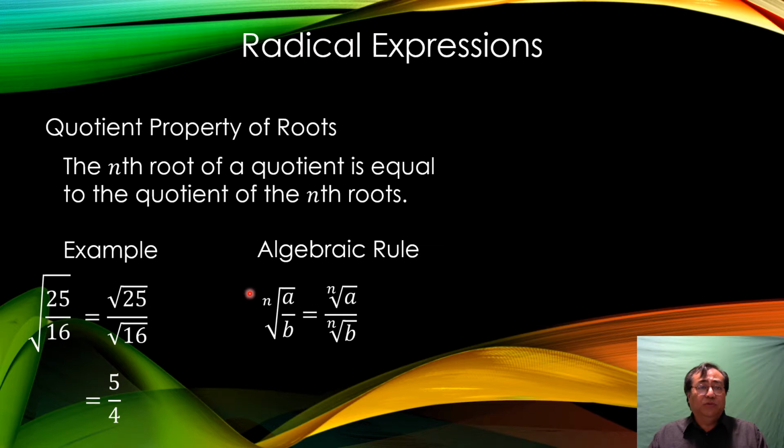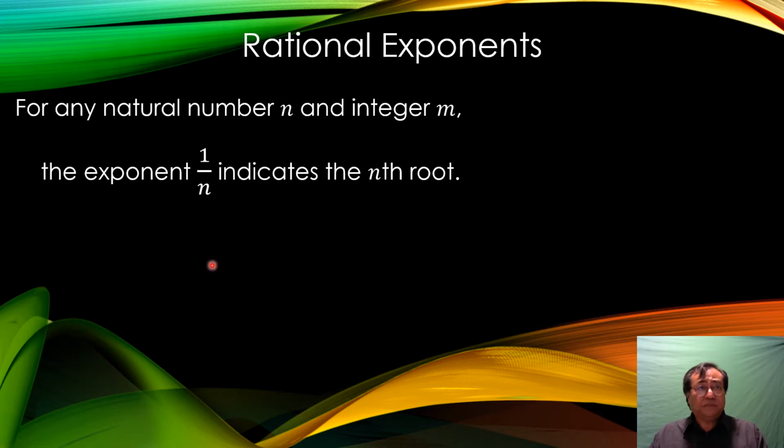Alright, so the algebraic rule basically looks like this. The nth root of a over b is the same thing as the nth root of a over the nth root of b. Okay. Now, here's where the rational exponents come in.